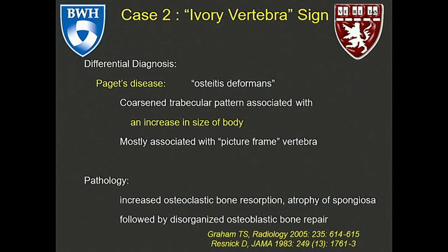And in terms of the increase in density, it usually predominates along the cortex. So most often, before you get the ivory vertebra, you'll see a picture-framed appearance of the vertebral body. Again, the reason we see this is because there's increased osteoclastic bony resorption, followed by atrophy of the spongiosum, and then disorganized osteoblastic bone repair, which is why it increases the density that we have.